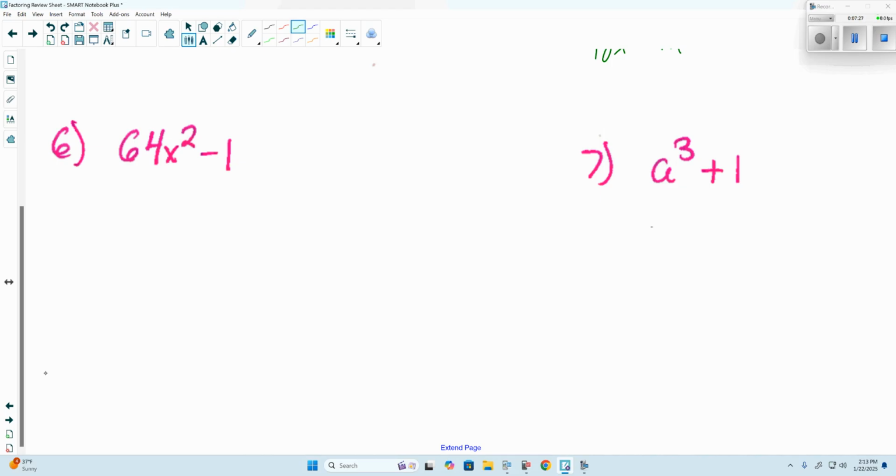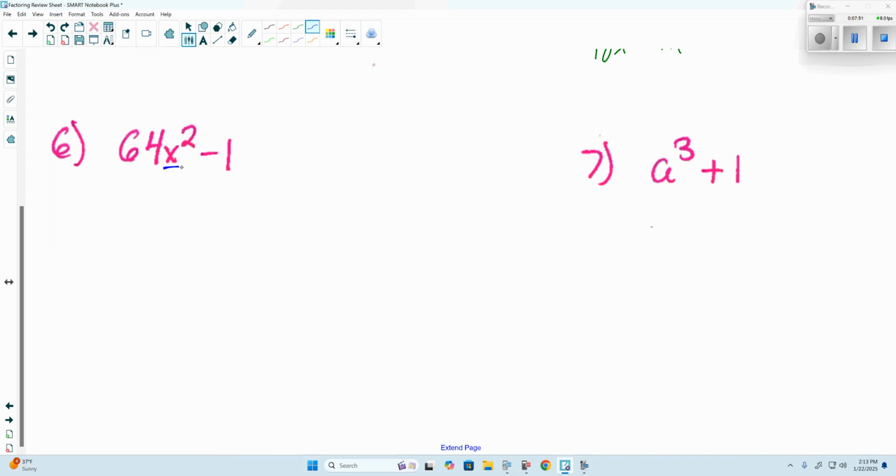Six. Is there a greatest common factor? No, the 1 kind of gives that away. Now the next thing is, we have two terms and no greatest common factor. It's either going to be a difference of perfect squares or a difference of two cubes.